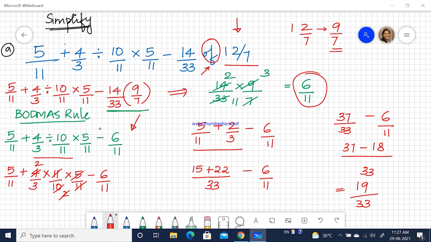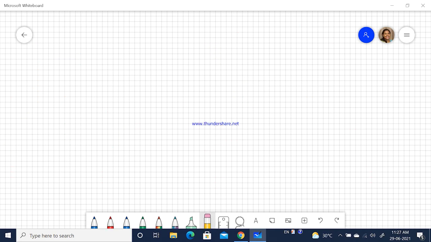Then you apply the BODMAS rule. So after the bracket of, you need to focus on the division first, then the multiplication, then addition and subtraction, and this is how we solve this equation. Okay, now let's think about another question, another simplification question. So another simplification question is question number B.